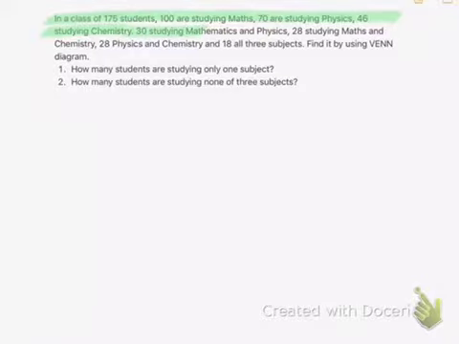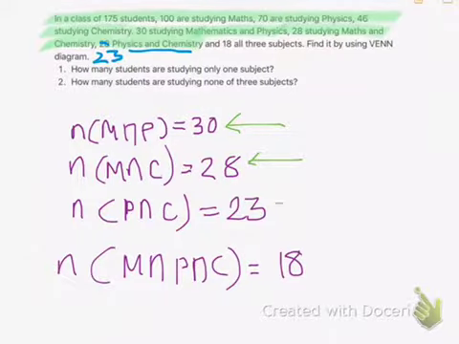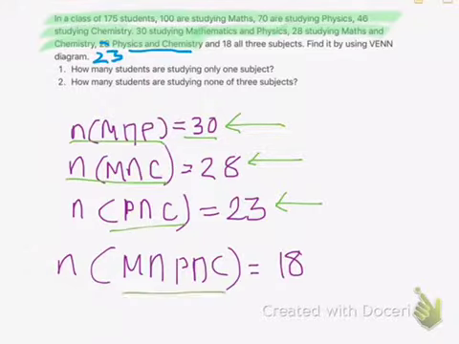30 studying mathematics and physics, 28 studying maths and chemistry, and 28 physics and chemistry. Sorry, here it is 23 studying physics and chemistry. Here I've illustrated the information from the question in formula format. So M intersection P is 30, M intersection C, students studying both maths and chemistry, is 28, both physics and chemistry is 23, and all three subjects, maths, physics and chemistry, it's 18.